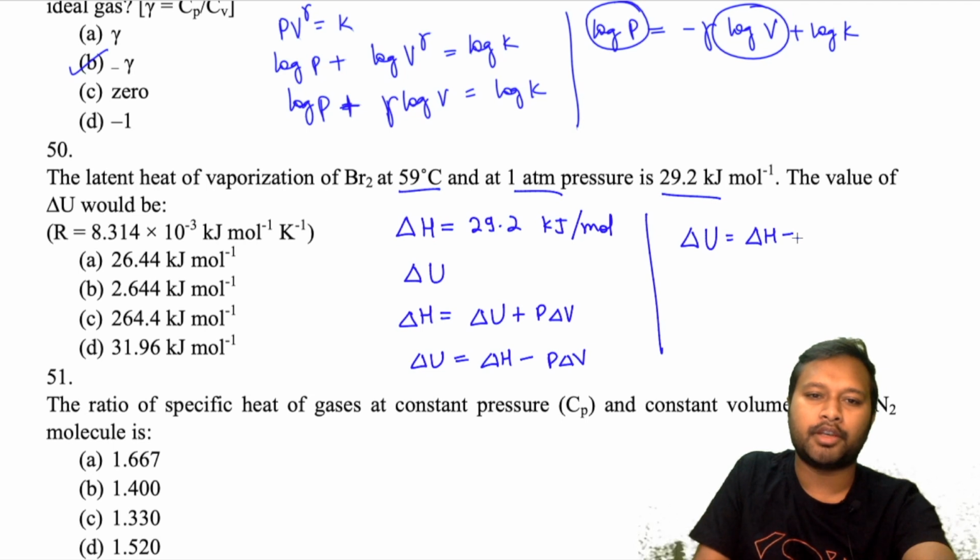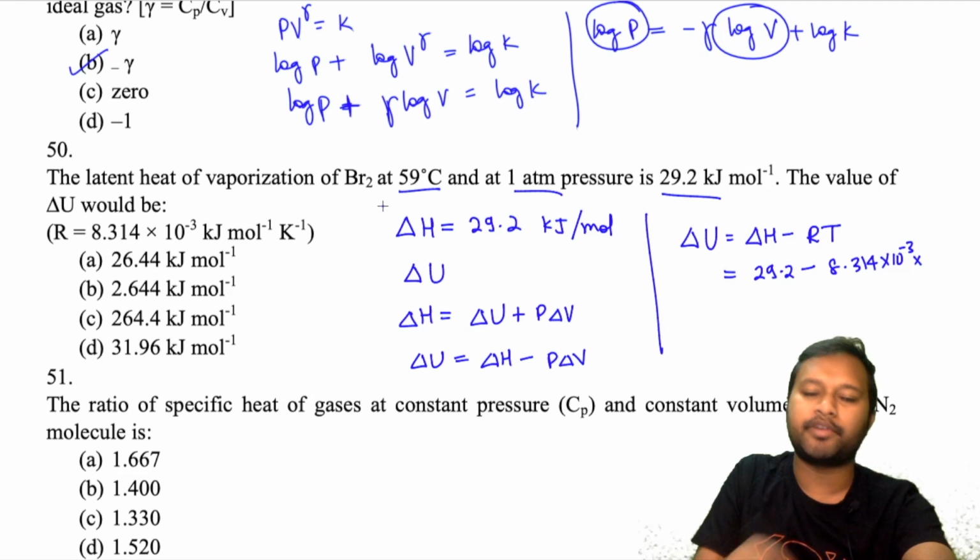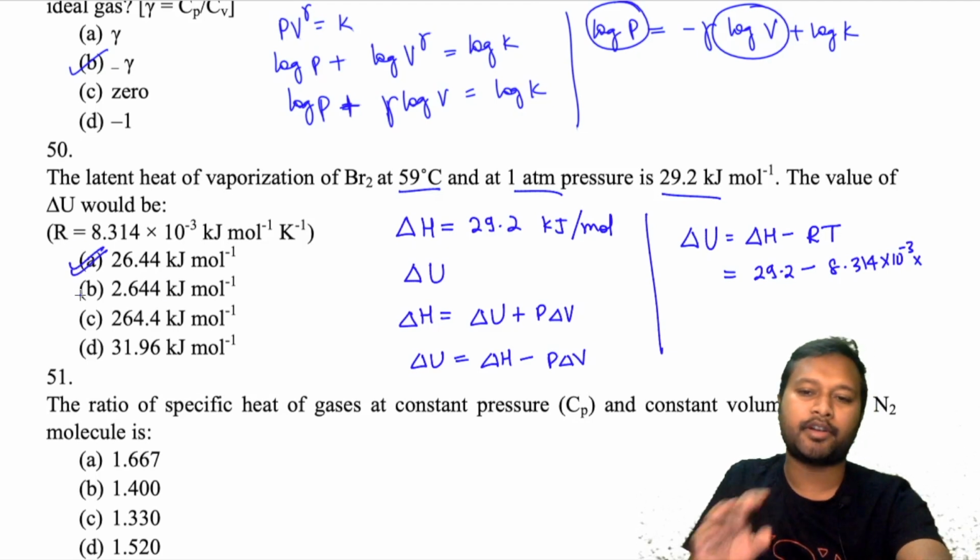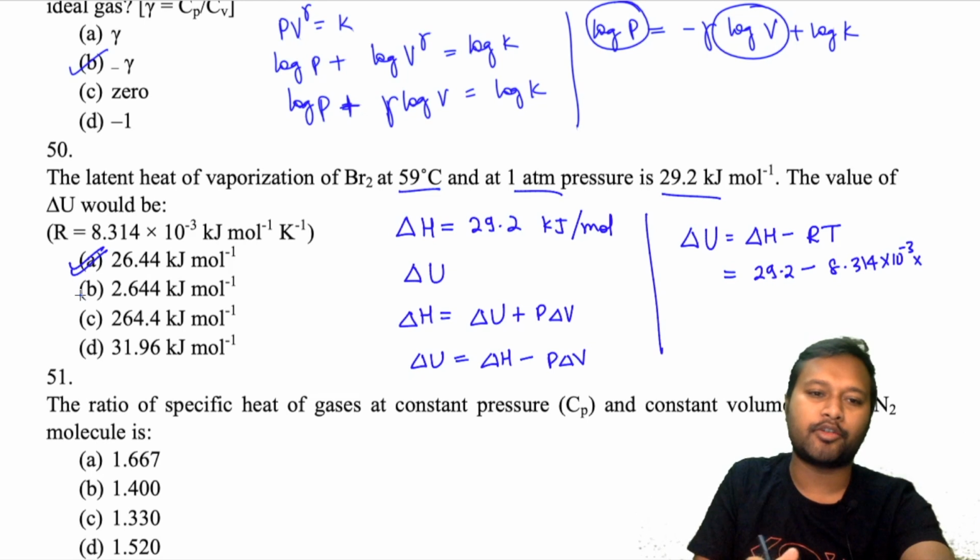So let's do it. Just put the values now. Delta H is already given to you as 29.2 minus the R value. I have kept everything in kilojoules, and R is also given in kilojoules, so 8.314 into 10 to the power minus 3 multiplied by the temperature, that is 59. Convert this into absolute, solve, and you are going to get option number A as the correct one. Try this out on your own and check whether you are getting it or not.